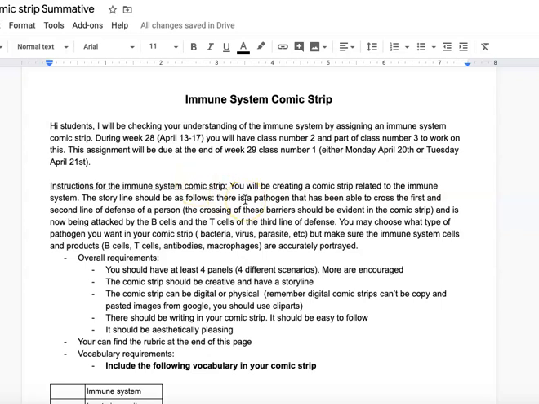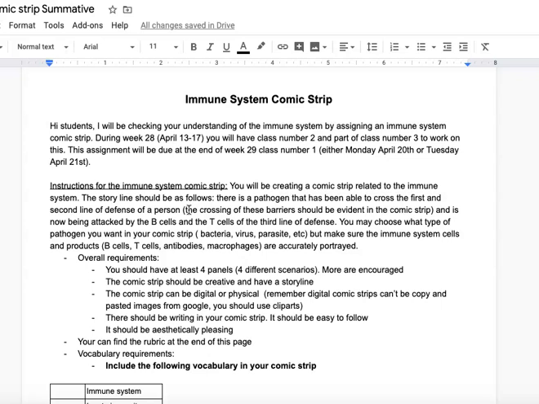There is a pathogen, any type of pathogen, that has been able to cross the first and second line of defense of a person. It has crossed these barriers, and it should be evident in your comic strip how it crossed them. So you should be showing these barriers in the first part of your comic strip, okay? The first line of defense and the second line of defense.